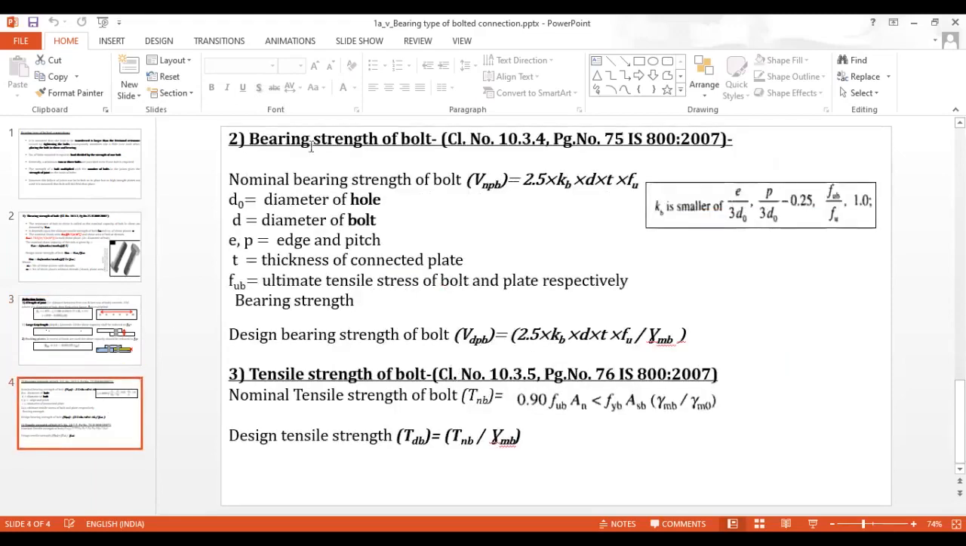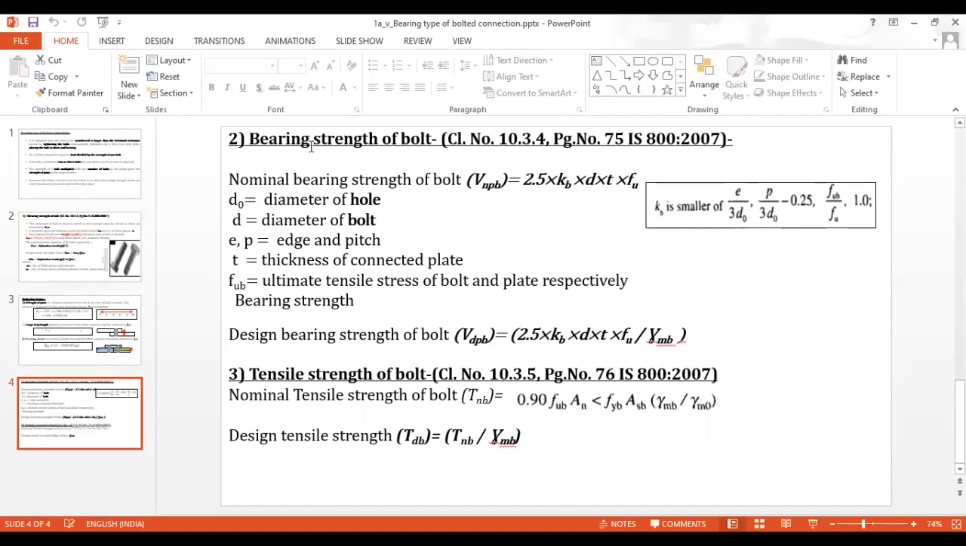Second one is the bearing strength of the bolt. Clause number 10.3.4, page number 75 of IS 800:2007 deals with the calculation of the bearing strength of a bolt. The nominal bearing strength of a bolt is denoted by VNPB and calculated by the formula 2.5 kb into d into t into fu. Here fu is nothing but the ultimate strength of the plate.